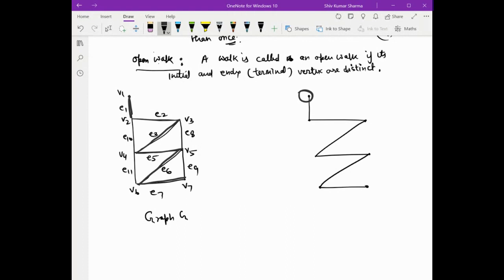So this is the initial vertex when we start, and this is the terminal vertex. So initial and ending: this is V1, and here the terminal vertex, the last vertex, is V7. So initial and terminal vertex are distinct. When we join V7 to V1, this is the example of closed walk. So next definition, we choose the closed walk.